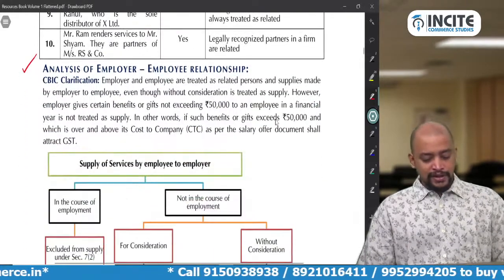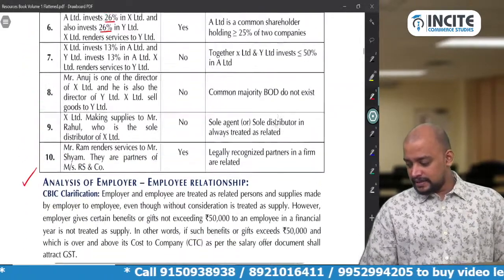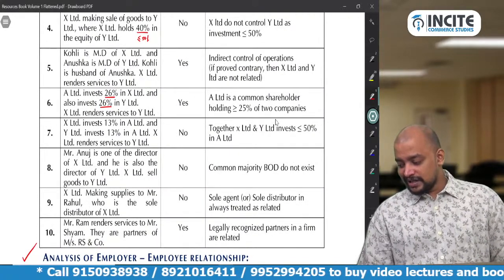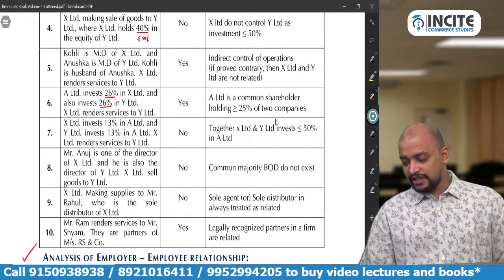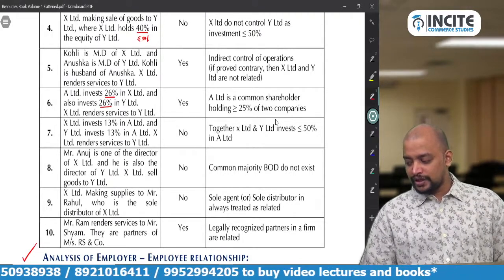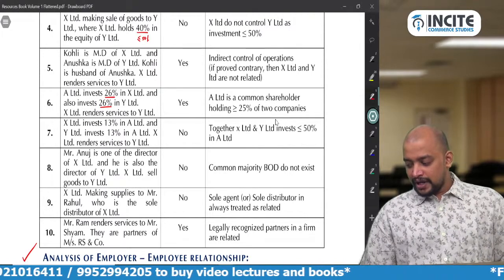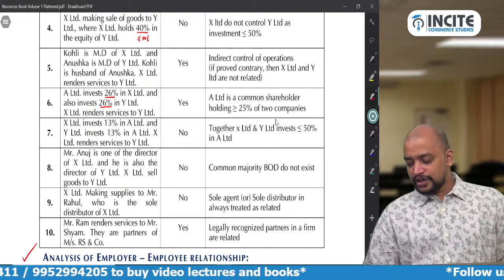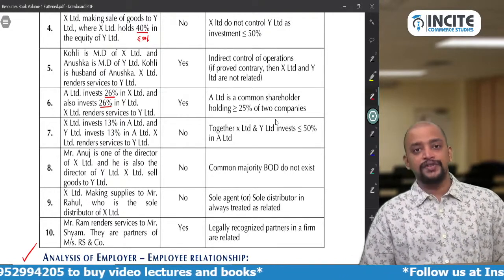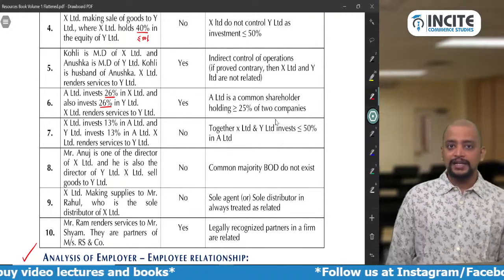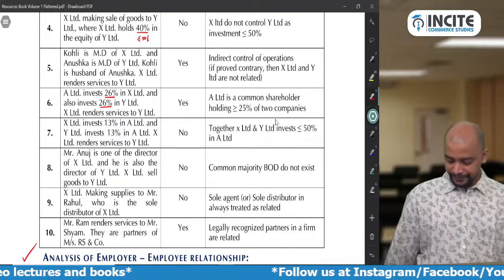Now look into this analysis. Yes, sir, so you are saying it is indirect control of operations because the GST officer assumes both owners are related and there may be control of operations, whereas Kohli and Anushka may have to prove otherwise to the GST officer. Correct? Yes, exactly. That's what I mean to say.